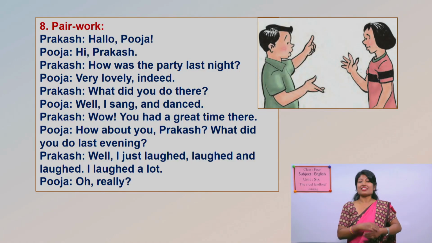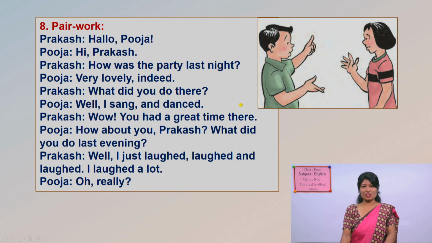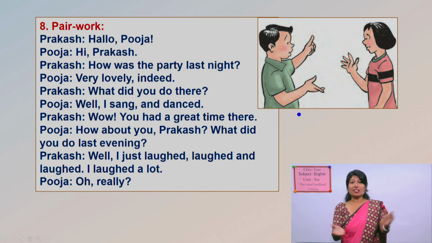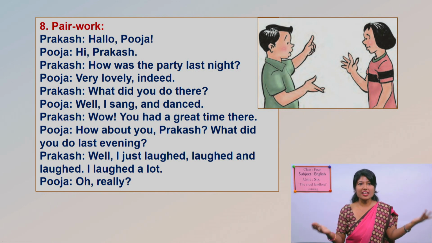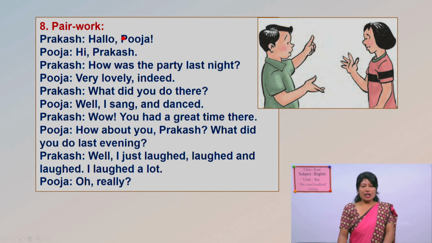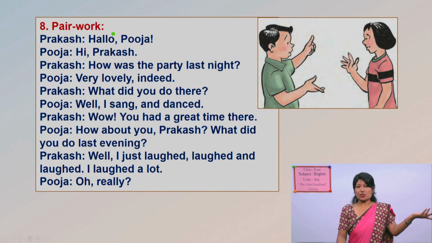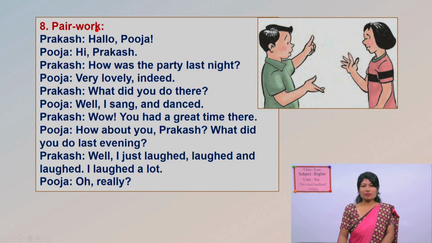That is a small conversation. Two people are talking. Who are they? Look at here, Prakash and Pooja. This might be Prakash and this might be Pooja. Let's see what they are talking. You can read this in a pair with your friend as well. Anyway, I'll help you to read here.